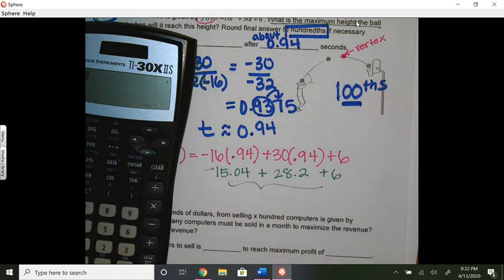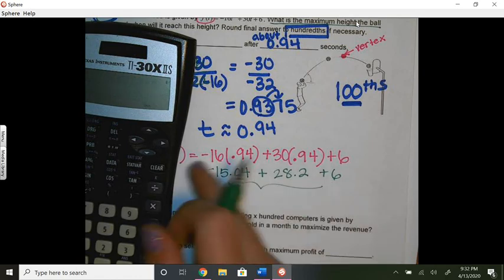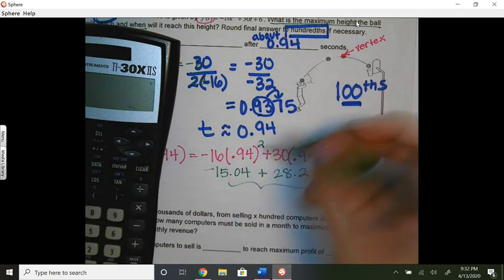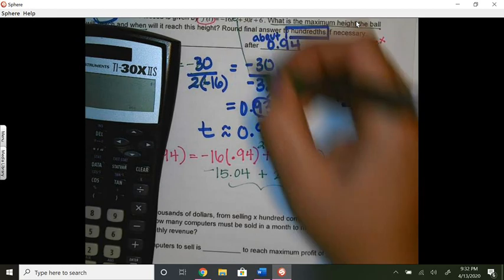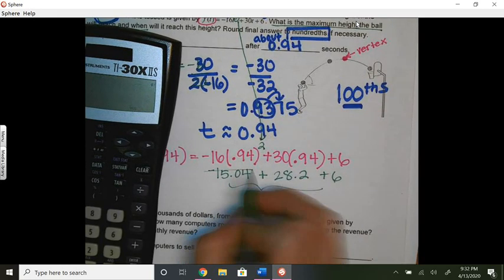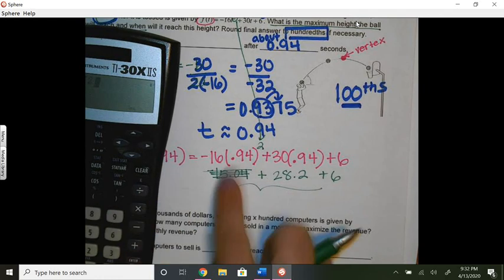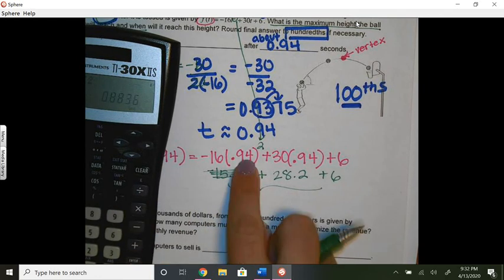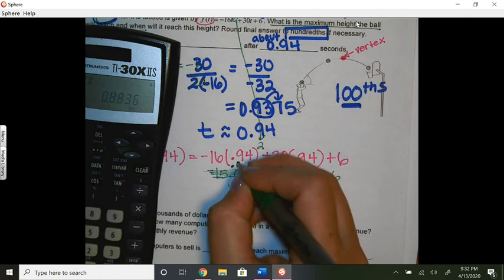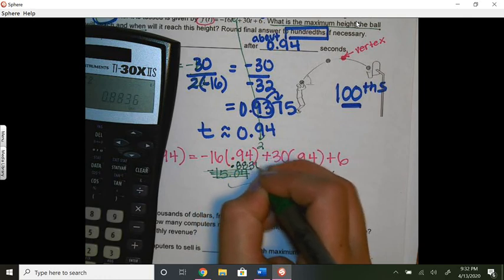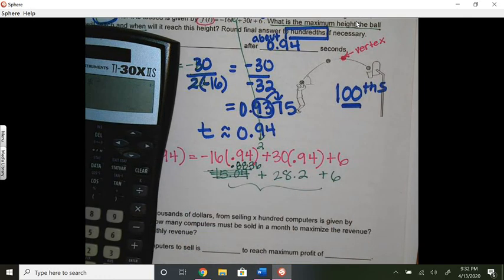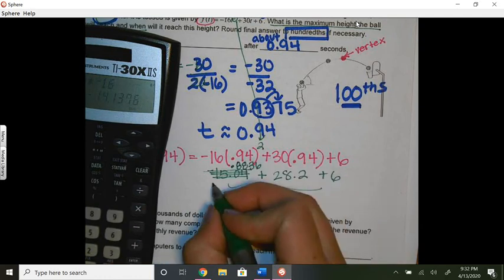Hold on, let me add that again. Oh, I just realized this is squared right here. So I didn't bring down the squared. So I'm going to go ahead and do this part again. So 0.94 squared is 0.8836, and then times negative 16. So this should be negative 14.1376.